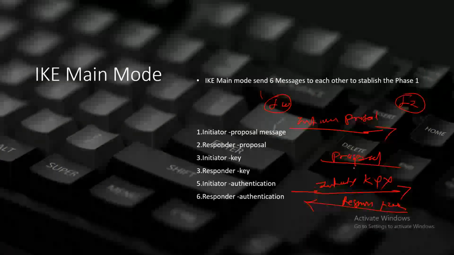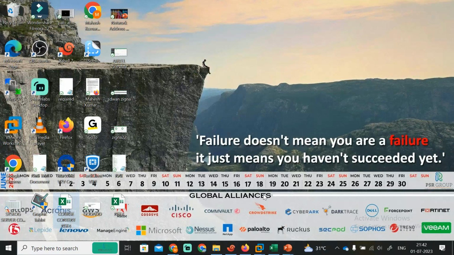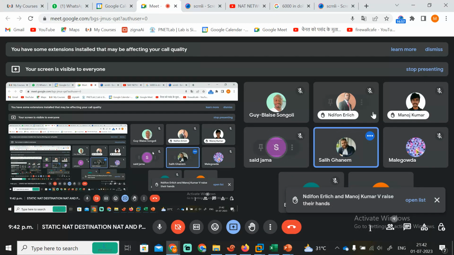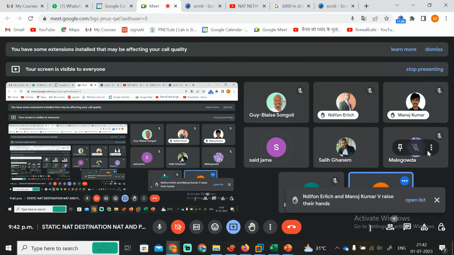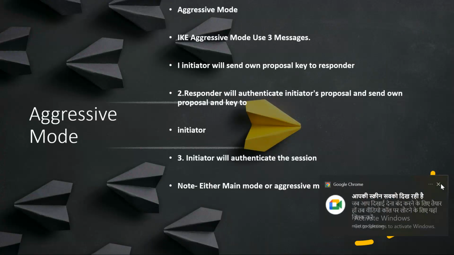Clear? After that, the initiator authentication is sent to firewall 2, and again the responder authentication is sent by firewall 2 to firewall 1. So these six messages are used by IKE main mode. Is it boring? Is it fine? Good, thank you. So we talked about the main mode.